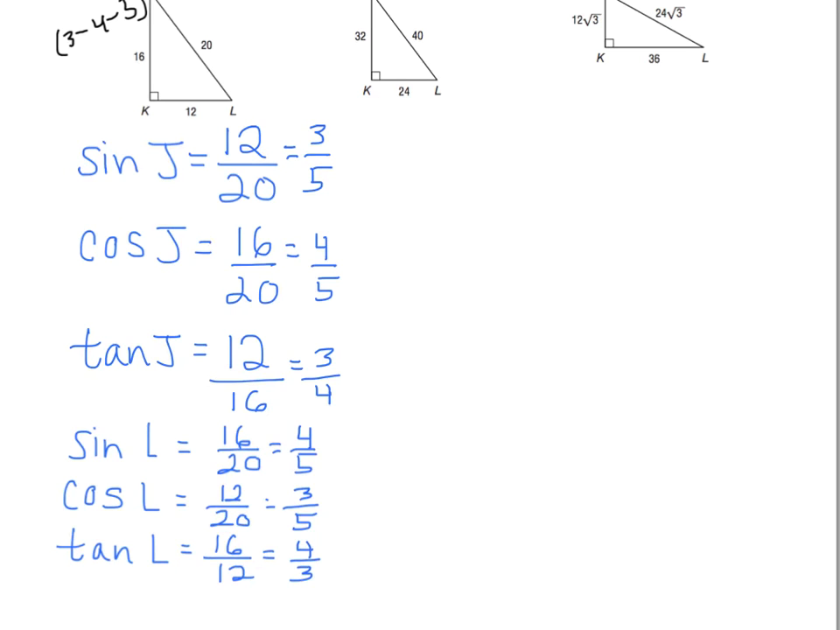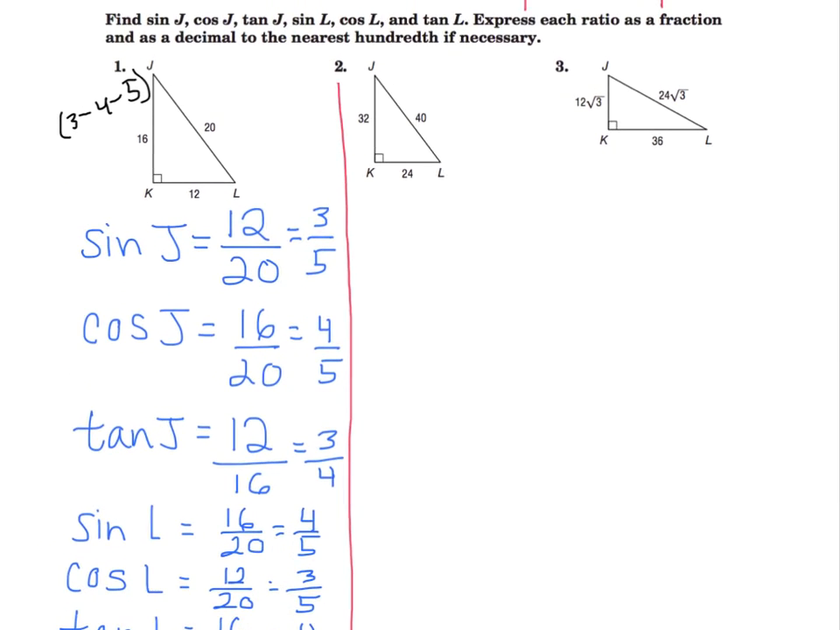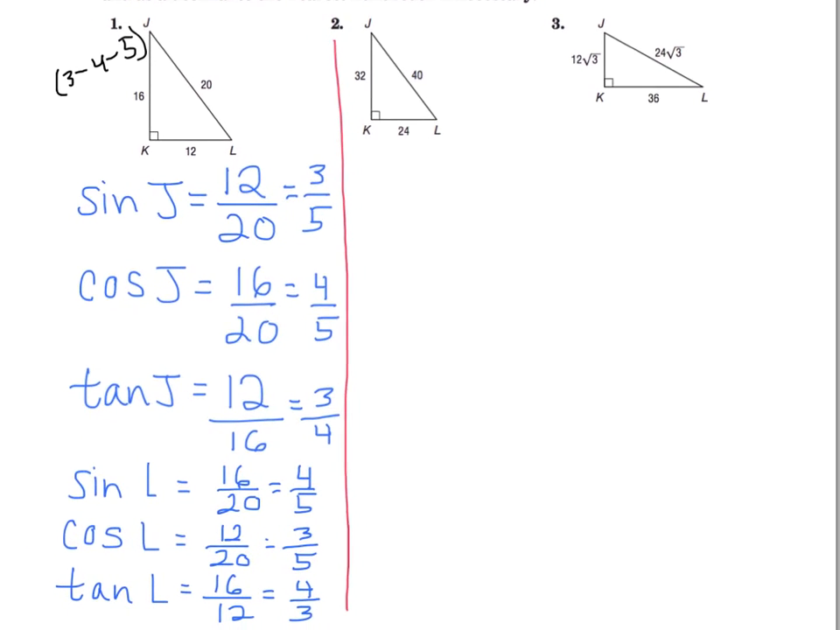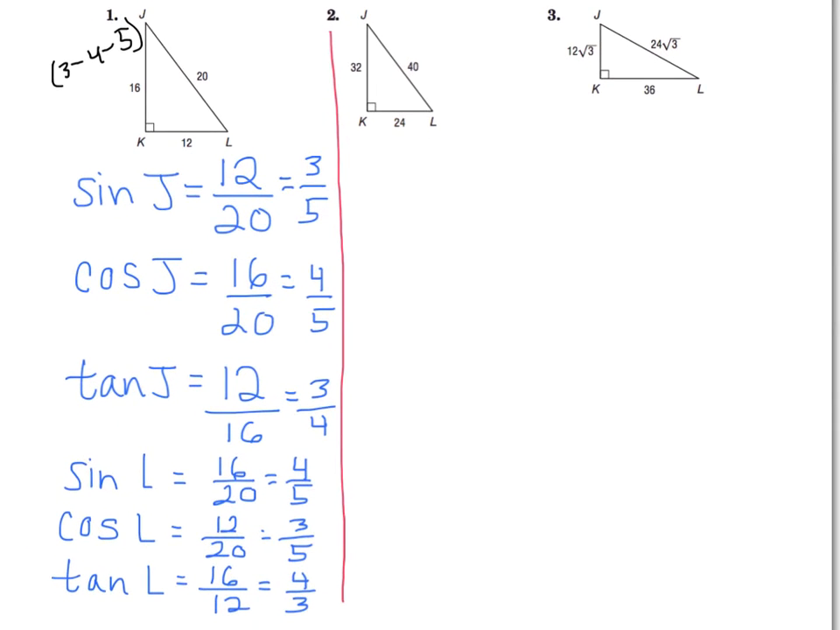Okay, let's move on to the next problem. Forgive the amount of room I took up on this first one. Let's go back up and look at the full triangle for number 2. For number 2, we're going to again repeat that same pattern with some new measurements. So we have sine of J, cosine of J, and tangent of J. Let's find those.